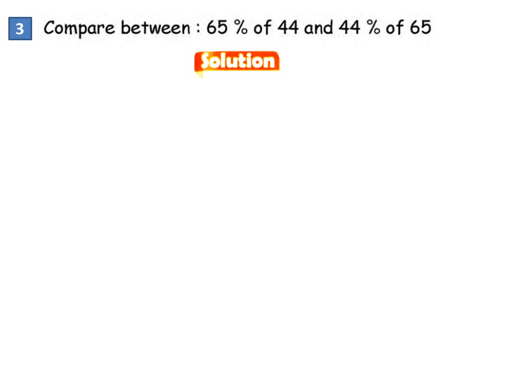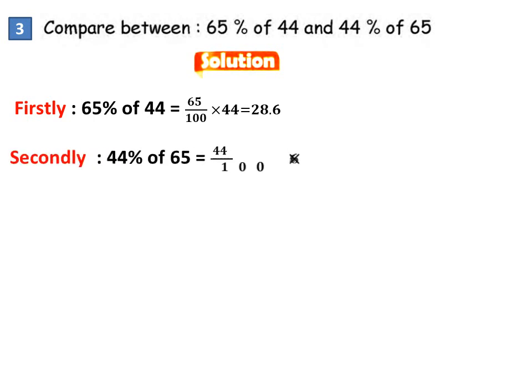Use your calculator. We will multiply the first, 65 over 100 times 44. It will equal the same result as 44 over 100 times 65. So firstly, 65% of 44 equals 65 over 100 times 44, which equals 28.6. Secondly, 44% of 65 equals 44 over 100 times 65, which equals 28.6. As we know, any percentage as a fraction, and the word "of" means multiplication.